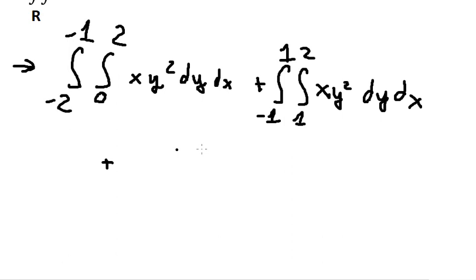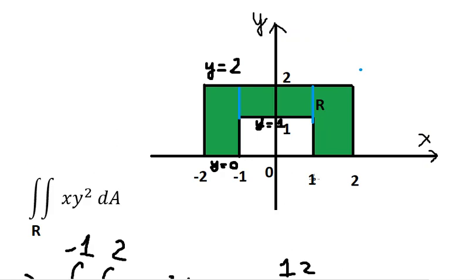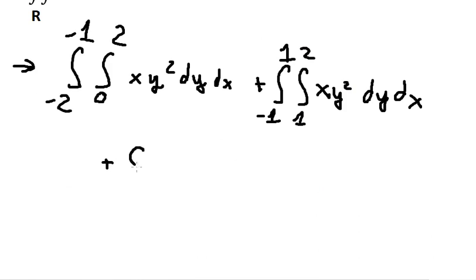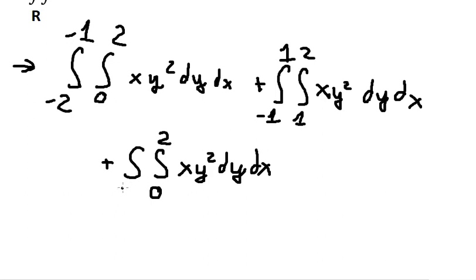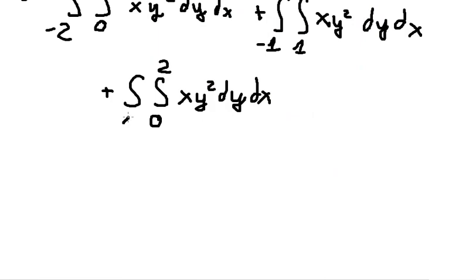And the last one, we have x from 1 to 2. This one is y equals 2, and this one is y equals 0. So we have the final one: dy from 0 to 2, and dx from 1 to 2.